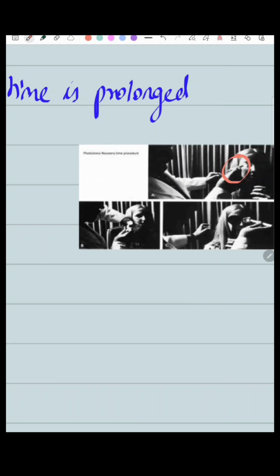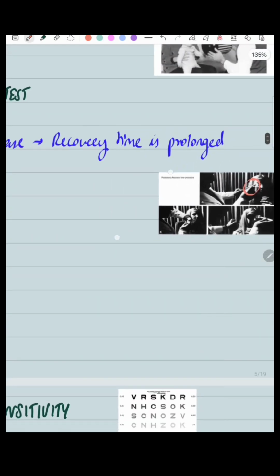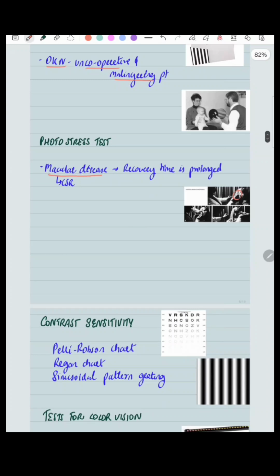In normal people and those with optic nerve disease, there is no difference in the time taken for the two eyes to recover from the photostress. In macular diseases, this recovery time is prolonged. The test is useful in macular disease, particularly central serous retinopathy. That is the photostress test for macular disease. A bright light is shown into the eye for 15 seconds, following which the patient is asked to read the same line of print and the recovery time is noted.